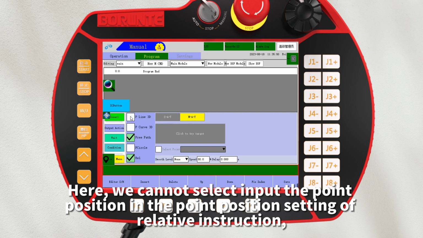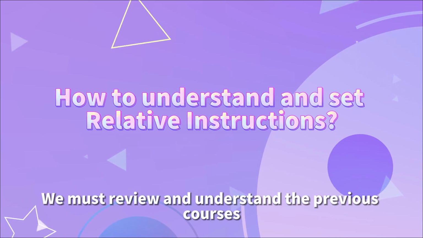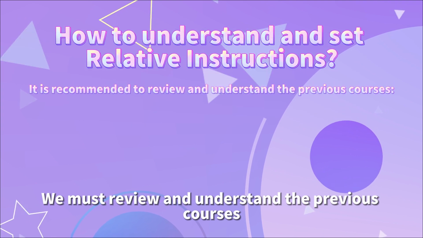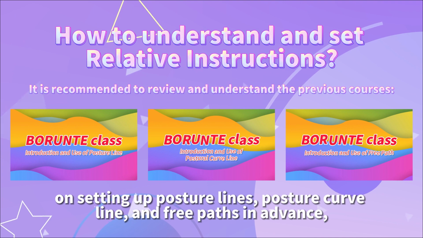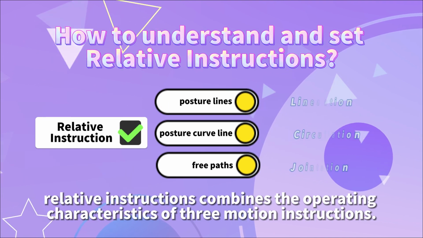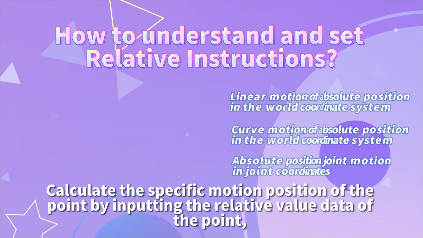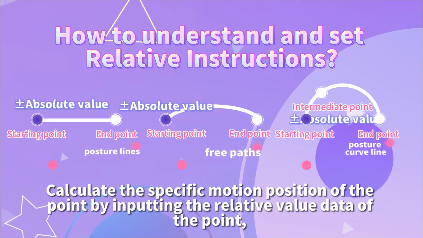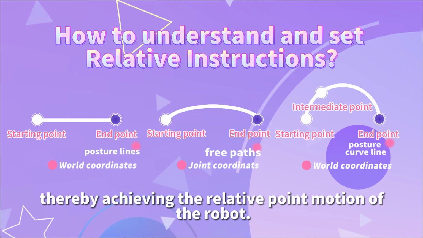Here, we cannot select the input point position in the point position setting of relative instruction. We can only fill in the input point position manually. We must review and understand the previous courses on setting up posture lines, posture curve line, and free paths in advance. Relative instruction combines the operating characteristics of three motion instructions. Calculate the specific motion position of the point by inputting the relative value data of the point, thereby achieving the relative point motion of the robot.